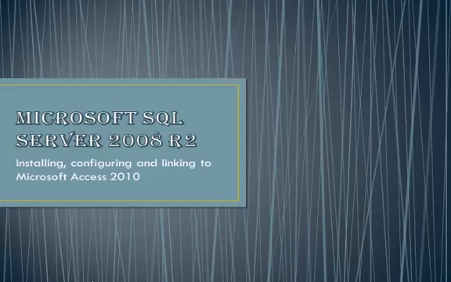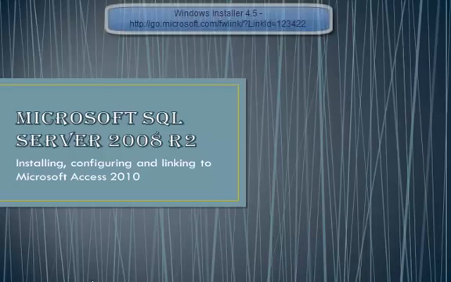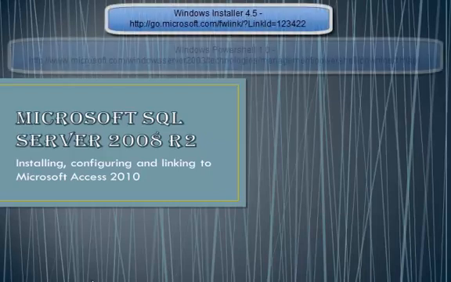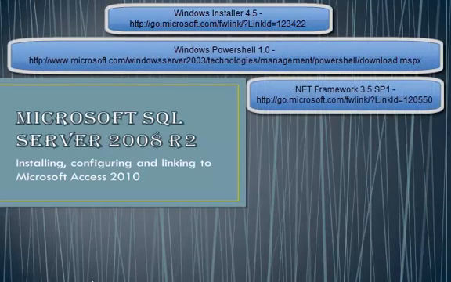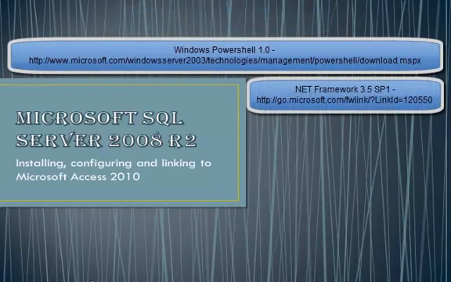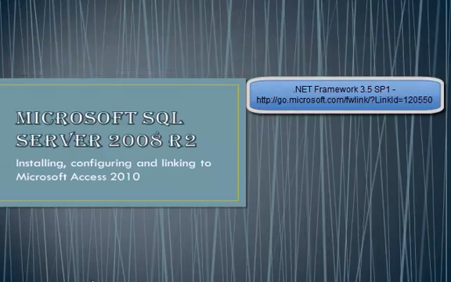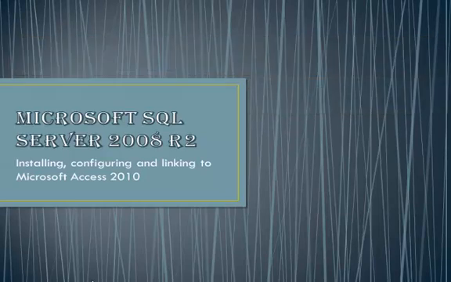Things you need previously installed, if not on Windows 7 or Windows Server 2008, are Windows Installer 4.5 and Windows PowerShell. Also, if you don't have .NET Framework 3.5 installed, download and install it to your machine. Once you verify that these items are installed, we can begin.